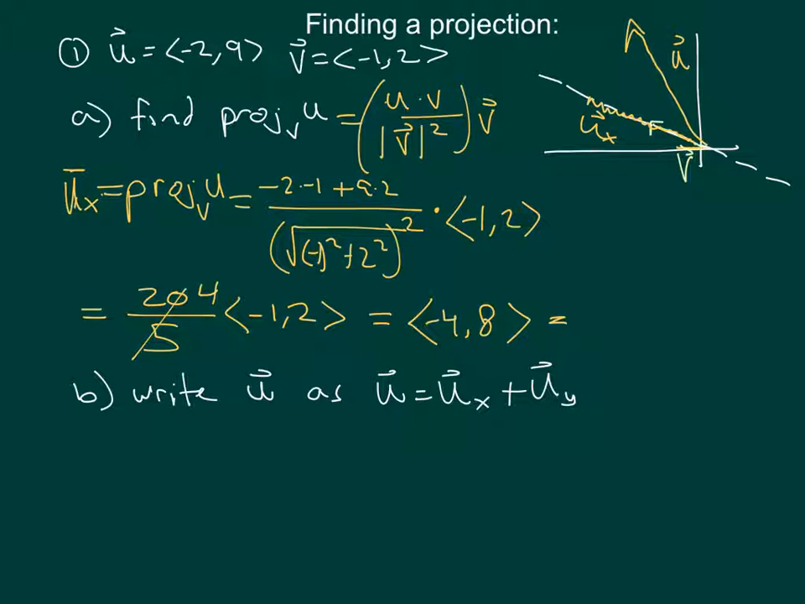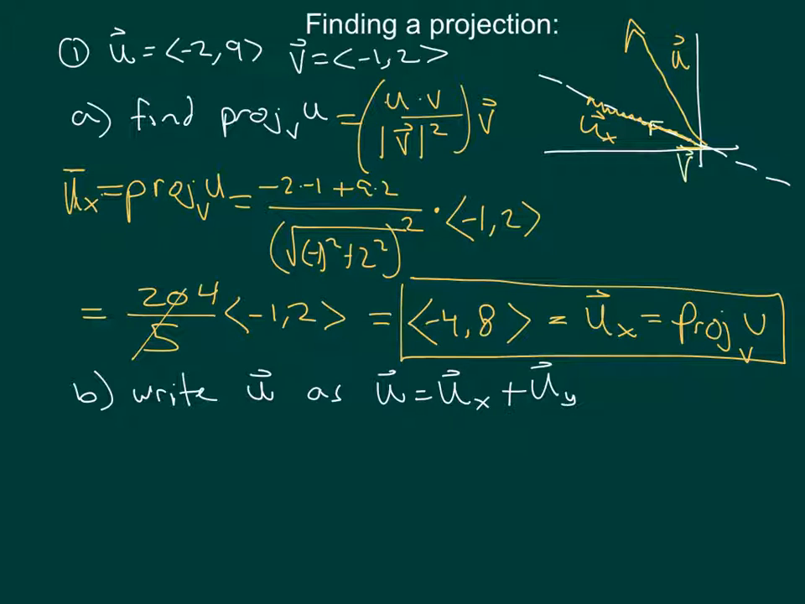Which is my answer. We could call it our u sub x, or the projection of u onto v. So that vector there, negative 4 comma 8. Now I know my picture is not really to scale very well, but if I did a vector negative 4, 8, it would be this one here, this u sub x, the component of my vector u that's parallel to the vector v. And that is my answer there.